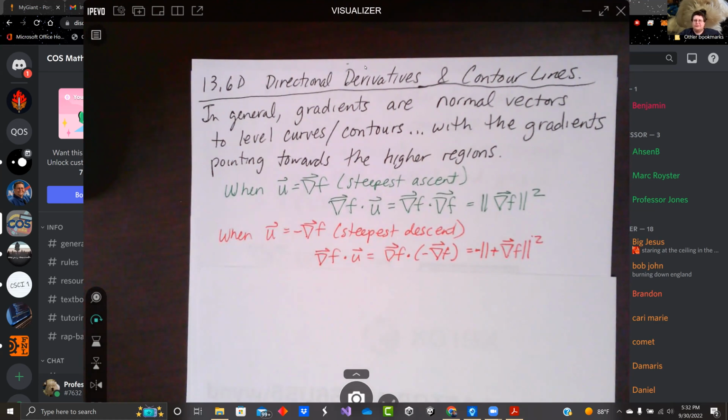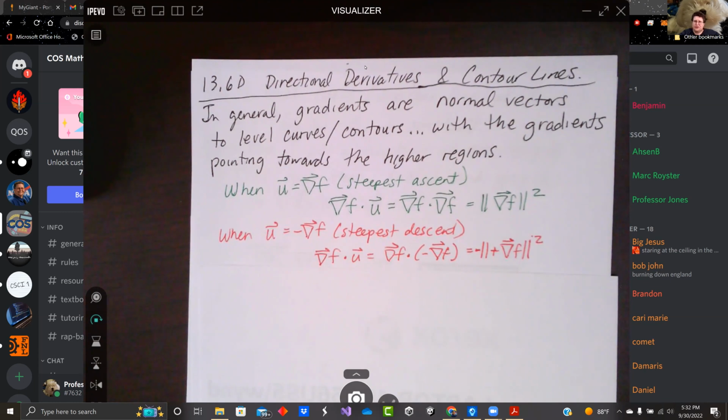We're looking at directional derivatives and how they relate to contour lines. In general, gradients are normal vectors to level curves and contours. The gradient points towards the higher regions, as we saw in the previous sections.